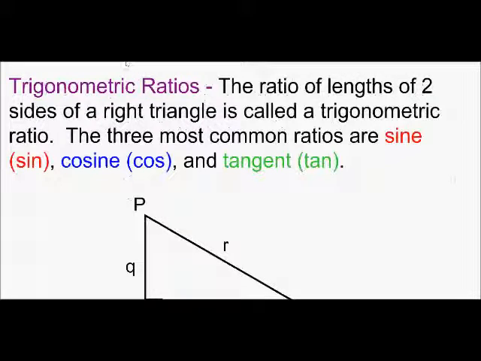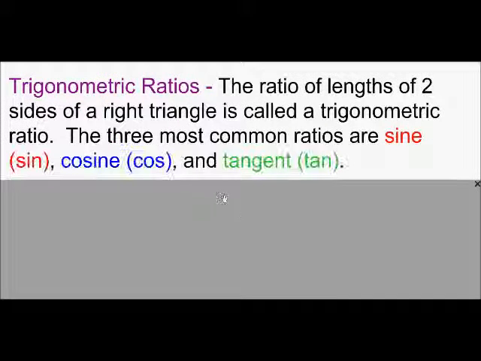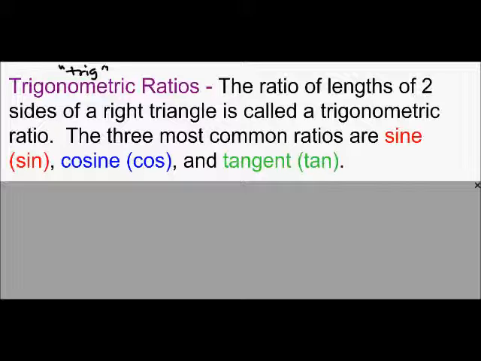Okay, so let's start off by talking about what I mean when I say trigonometric ratios, or trig ratios. You could say trig instead of trigonometric. I will too. It's a long word. So trig ratios. A trig ratio is the ratio of lengths of two sides of a right triangle.